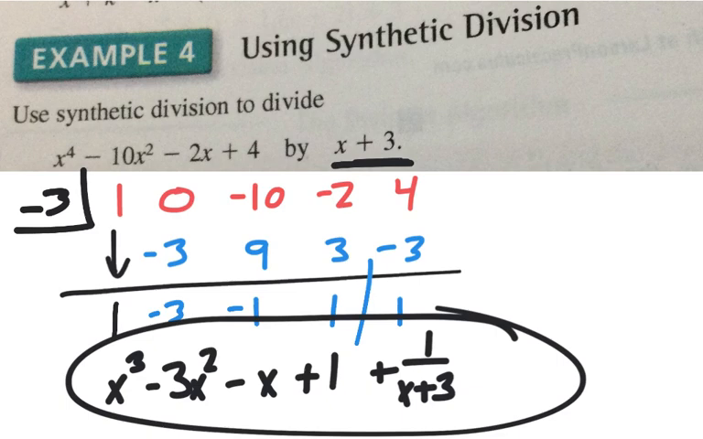You bring down the first term, then you multiply. 1 times negative 3 is negative 3. That's where that comes from. Then you combine these. So 0 minus 3 is negative 3. Then you multiply. Negative 3 times negative 3 is 9. Then you combine these. Negative 1. Then you multiply. Positive 3. Then you combine.